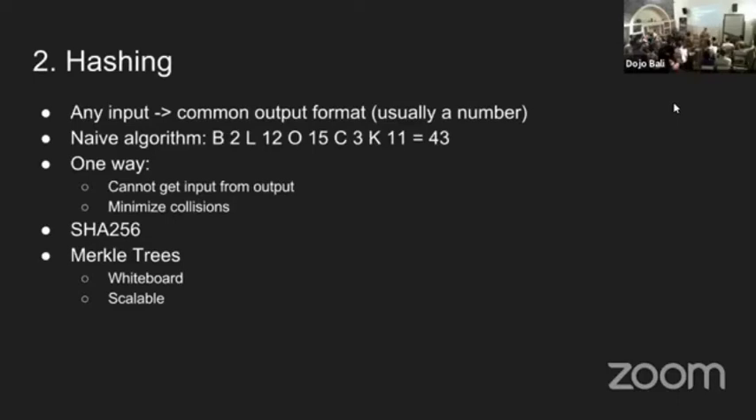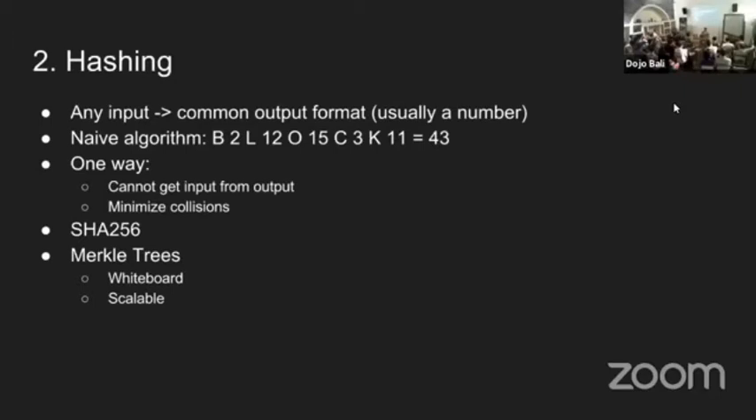We want a one-way hash. And a one-way hash has 2 criteria. One is that you cannot get the input from the output. If I show you the output of the hash, you do not know what the input was. And the second thing is we have to minimize what we call collisions.